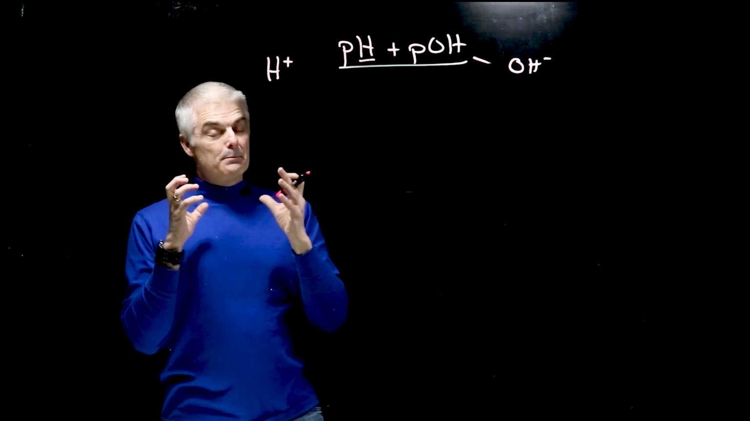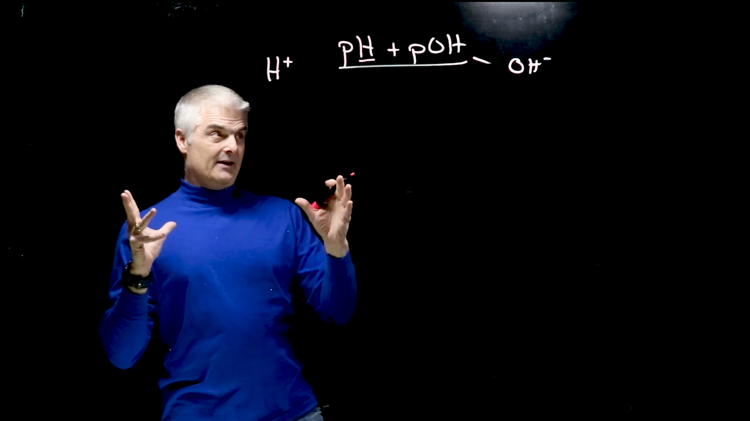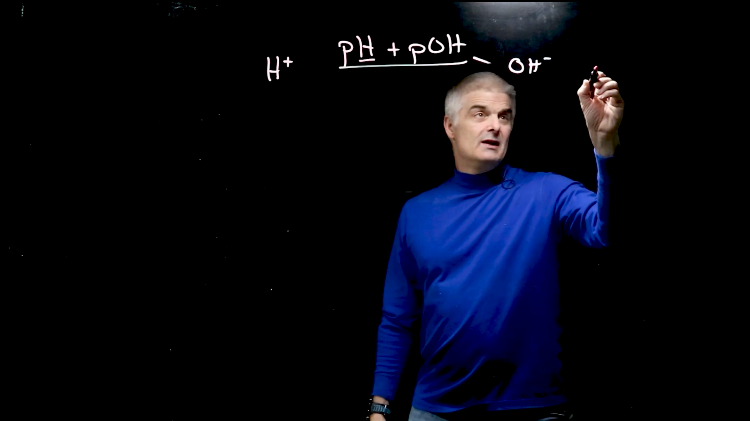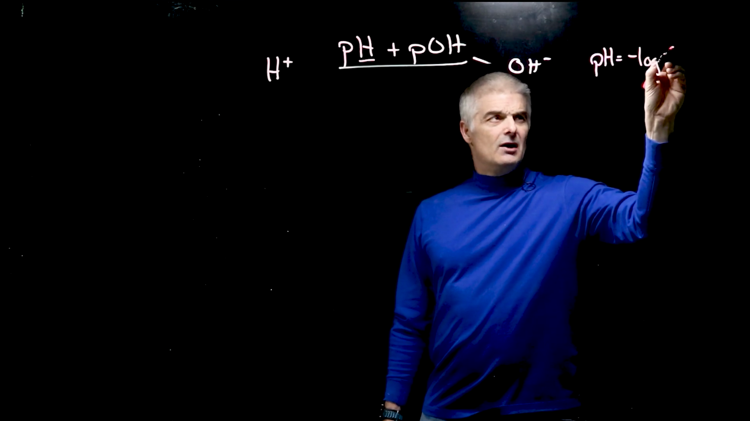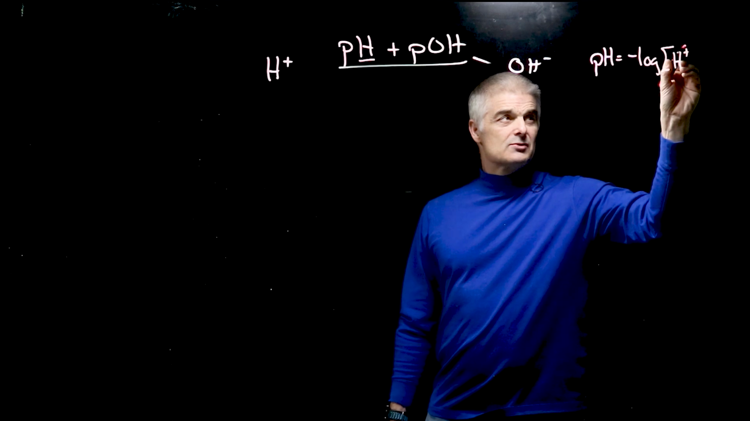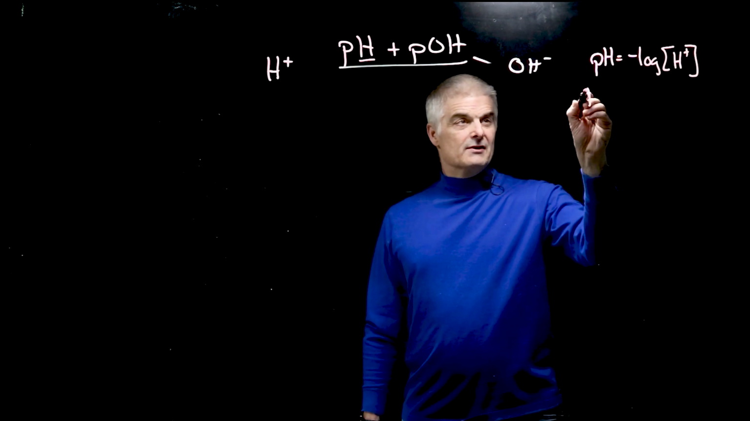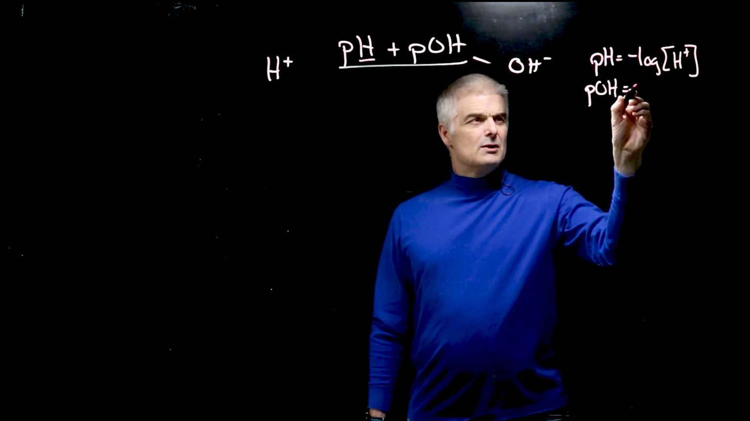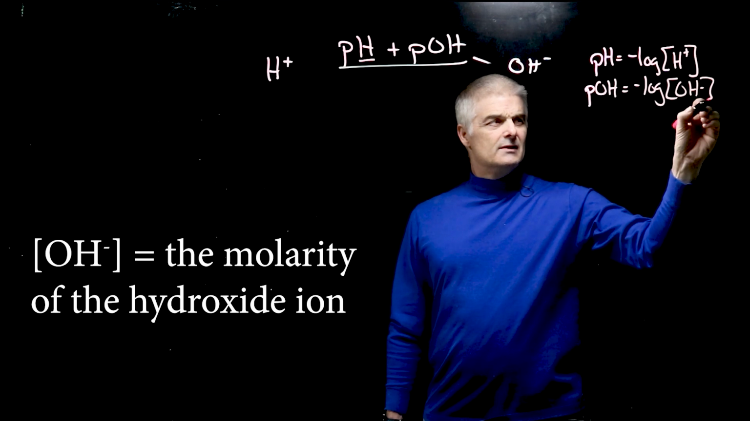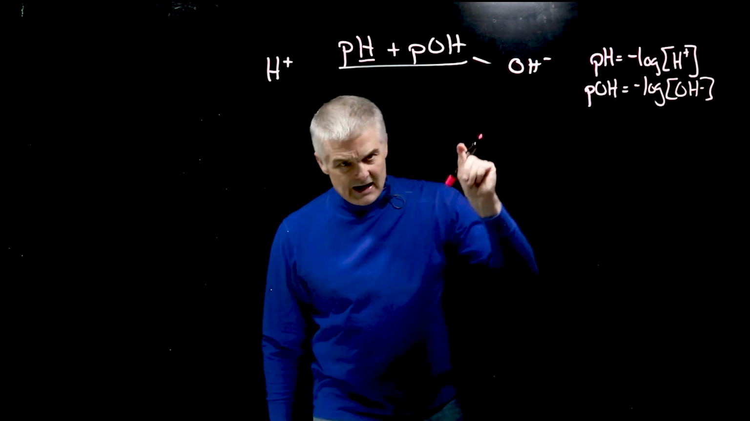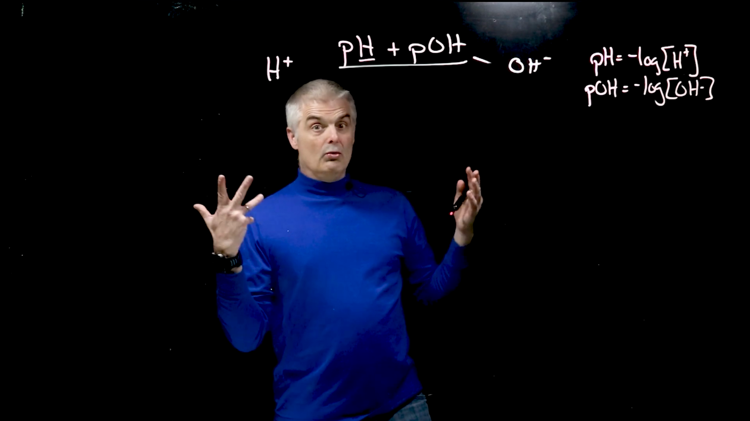Well, it turns out the p is a logarithmic mathematical thing. So you know what pH is? pH is equal to the negative log of the concentration, remember brackets mean concentration, of the hydrogen ion. And there's something called pOH, and I'll bet you can figure this out. pOH equals the negative log of the concentration of the hydroxide ion.